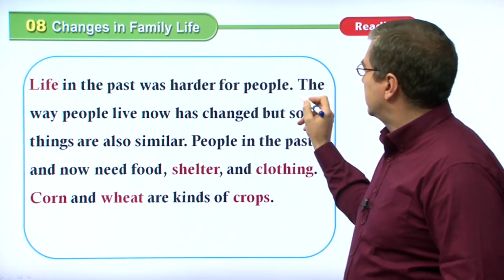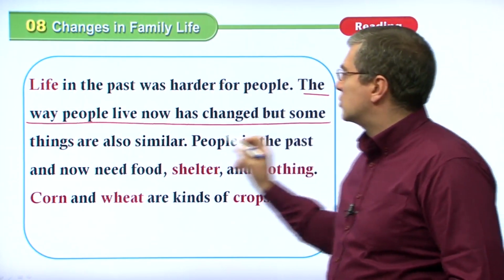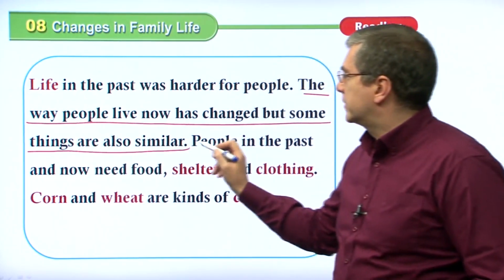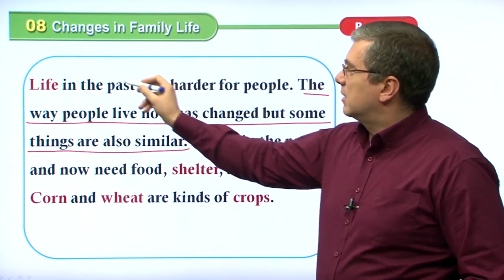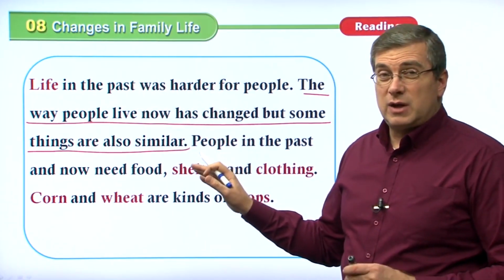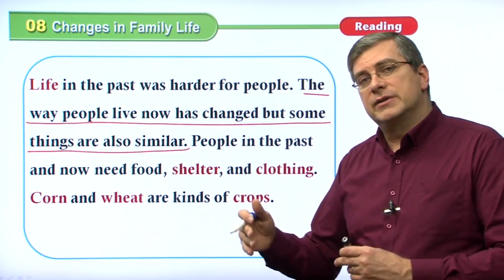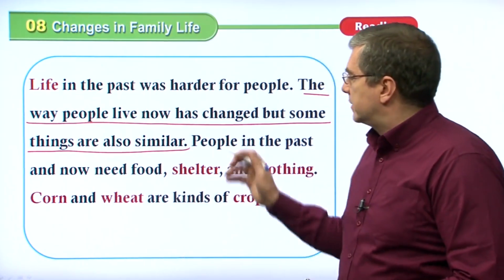The way people live now has changed, but some things are also similar. That's our topic sentence right there, right? The way people live now has changed, but some things are also similar. Of course, contrasting it with life in the past. So basically, this reading passage is going to talk about how some things have changed, but also how some things have stayed similar.